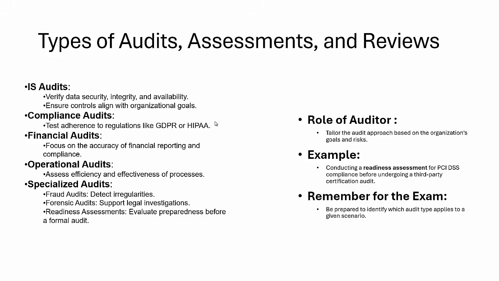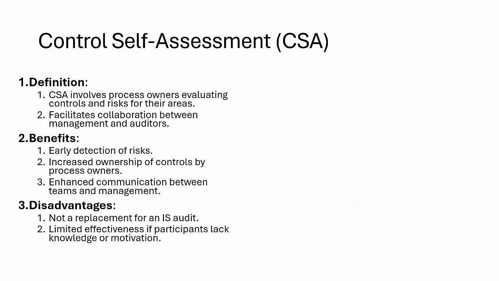Now, another important thing we need to understand is CSA. Very, very important. Do not skip that. CSA, control self-assessment. It involves the process owner evaluating controls and risk for the area. I will give a very basic example of what CSA is. When you go for your annual increment, before that you fill in a form called the annual performance form. We also call it a self-assessment form. And based on that form, we evaluate and give the increments and all that.